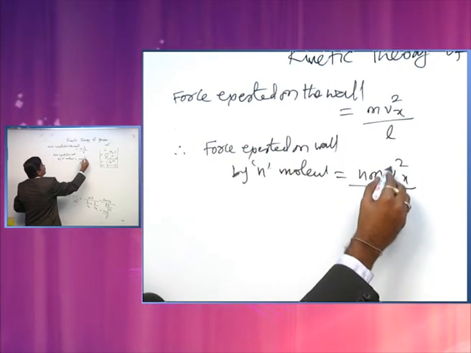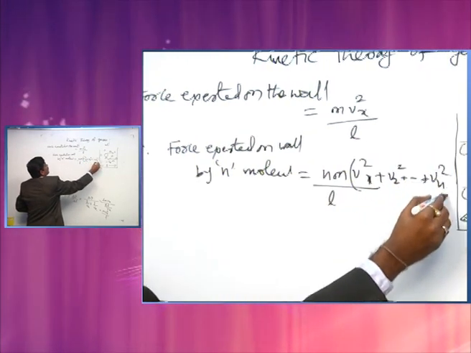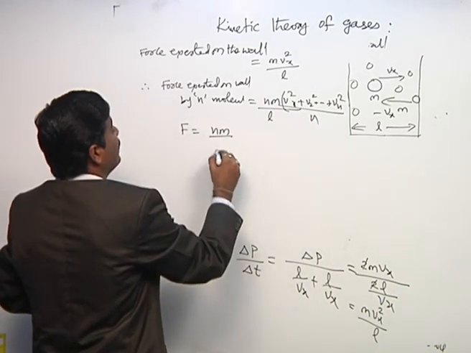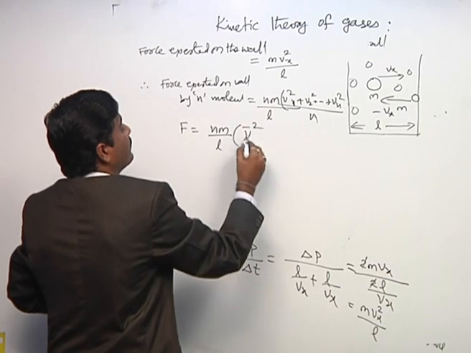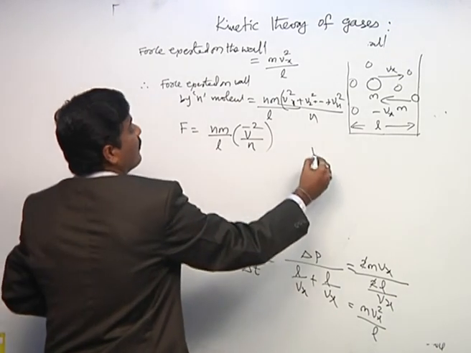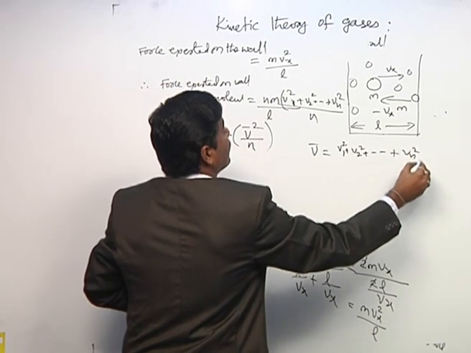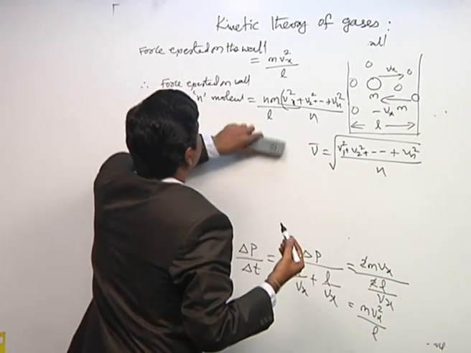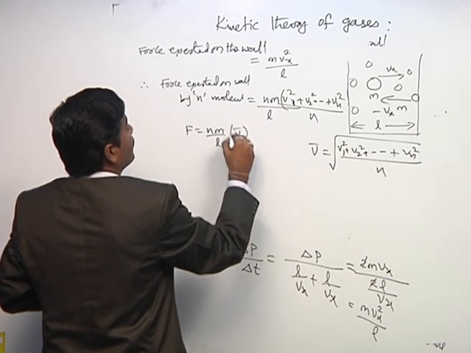I am taking this as v1 square plus v2 square and so on up to vn square, by n. Here we can write n m by L. This is the average square, because v1 square plus v2 square and so on up to vn square, average, by n. So here we can write the average velocity as the root of v1 square plus v2 square and so on up to vn square by n. From this, if we substitute, F is equal to n m by L into v prime square.